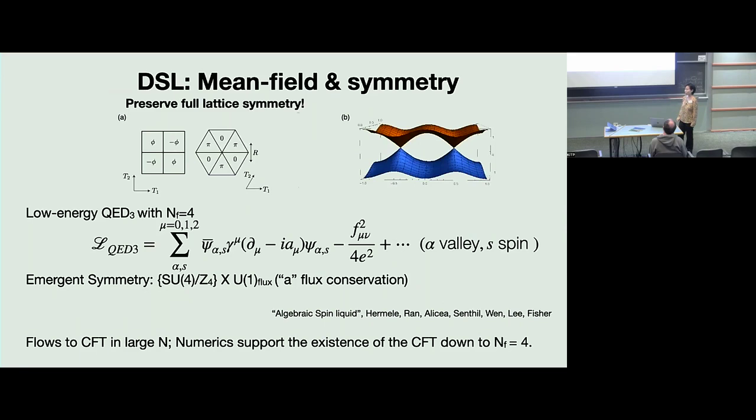Really quickly, why is it SU(4) and not Z4? Oh, that's a good question. The Z4 center is identified with the U(1) phase rotation. So basically, that's the Z4 center of the SU(4) group. So it's actually a gauge operation and must be modded out.